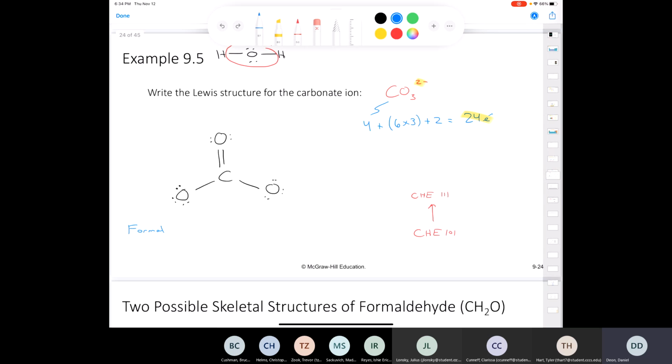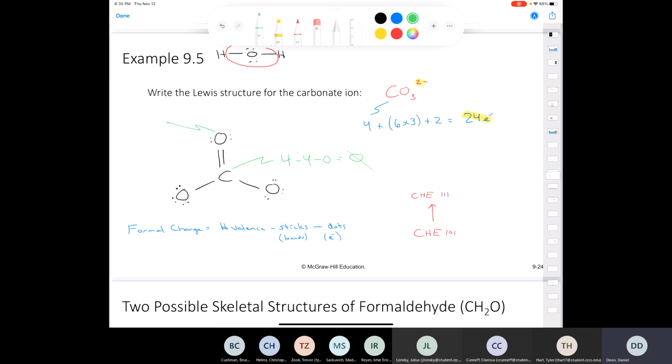Formal charge of each atom in this structure is equal to the number of valence electrons for that atom, subtract the number of sticks, which is the bonds, minus dots, which is the number of unpaired electrons. So if I want to calculate the formal charge for this carbon, carbon has 4 valence electrons. It's surrounded by 1, 2, 3, 4 sticks. And it's got no lone pairs on it. 4 minus 4 is 0.